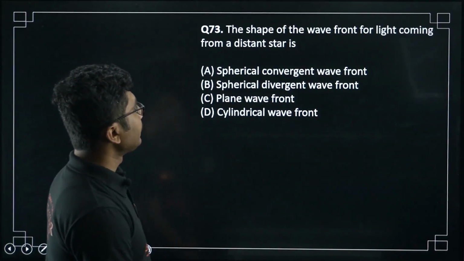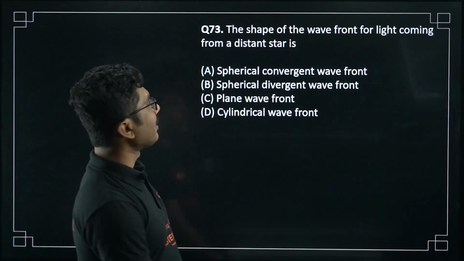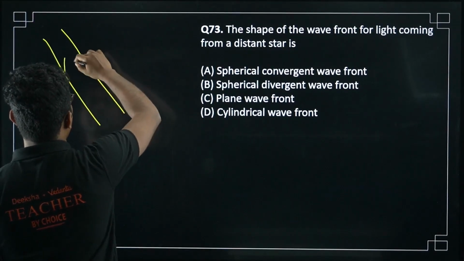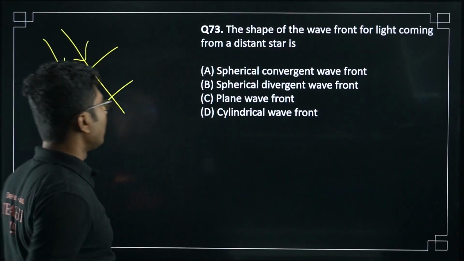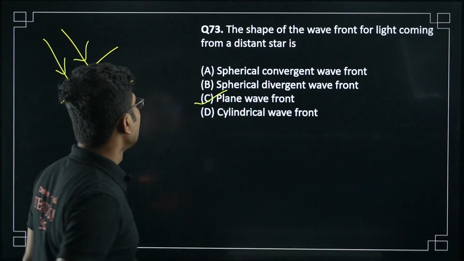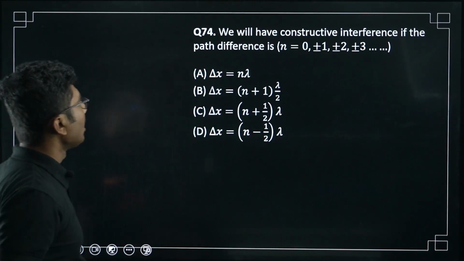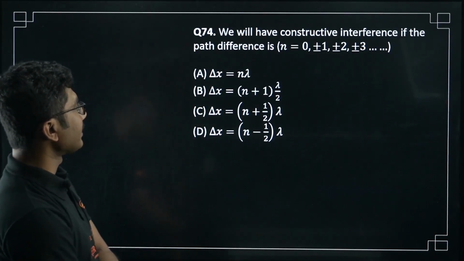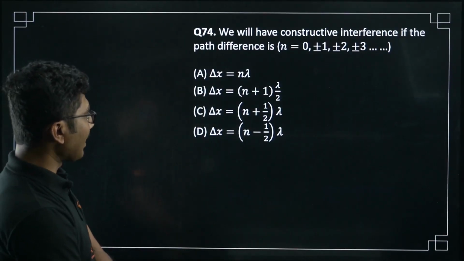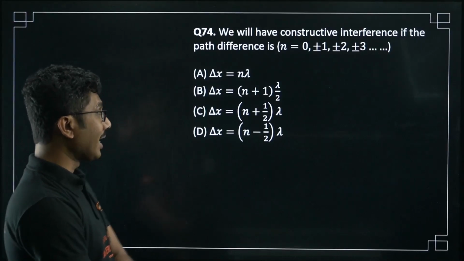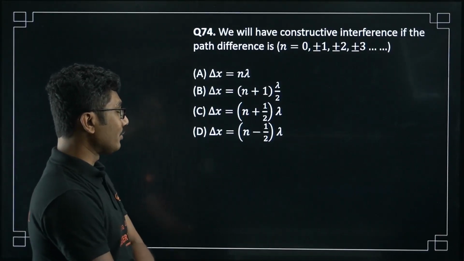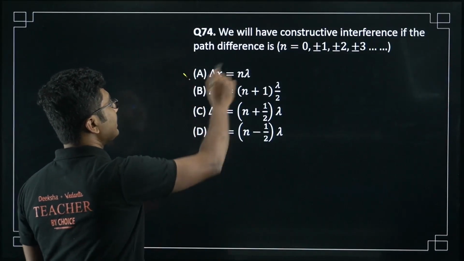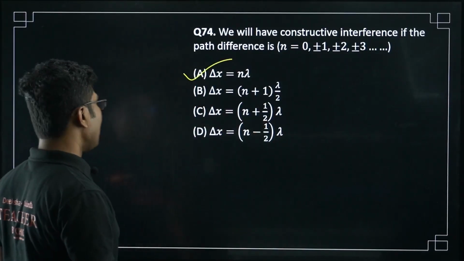Next, shape of the wavefront for light coming from a distant star. Light coming from a distant star, again the rays are parallel. Parallel rays means the wavefronts are always plane. Plane wavefront. Different examples. We will have constructive interference if the path difference is delta x equals n lambda, while delta x equals n plus 1 by 2 lambda is destructive. So constructive interference is when the path difference is an integer multiple of the wavelength lambda.